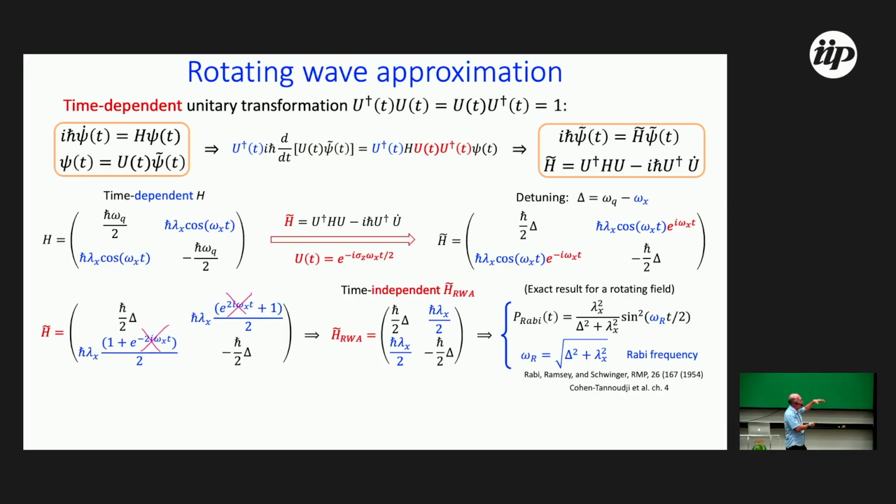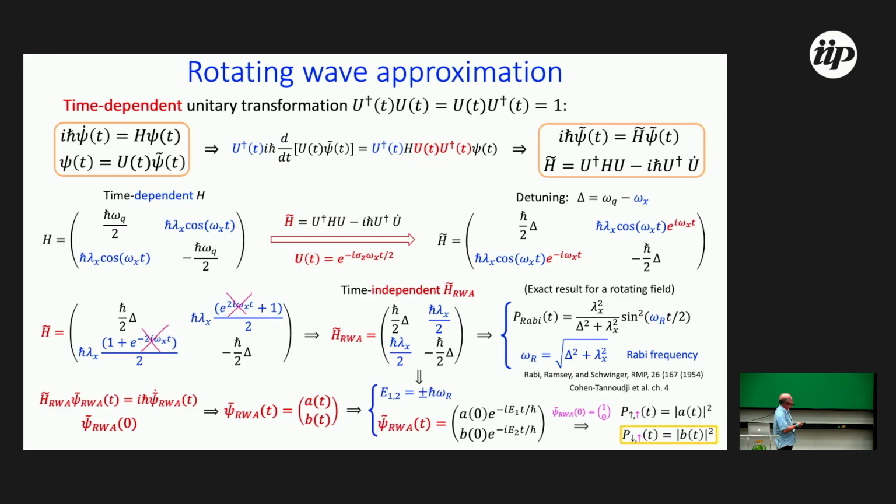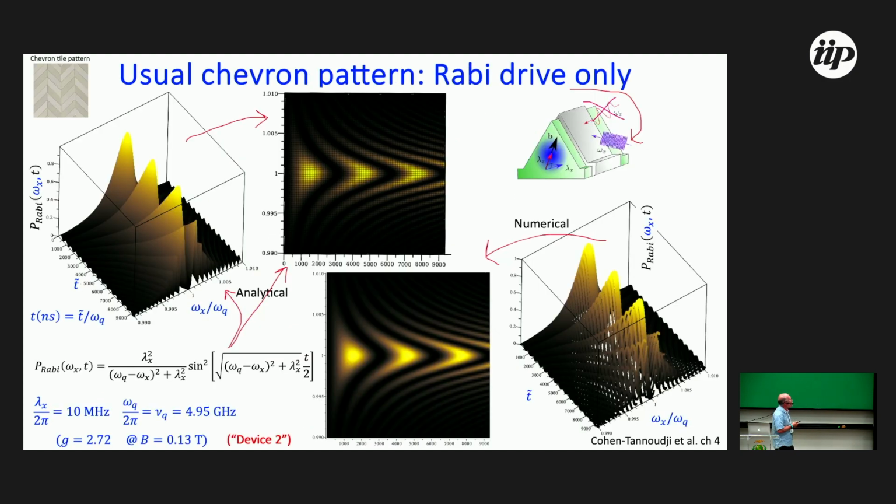I'm going through this in detail because I'm going to do exactly the same thing when I have the Don-Schuden drive. It's going to be more complicated, but it's basically the same idea. And then, of course, we now have the full story here, right? So you start with a fully time-dependent system. You do this transformation, and then after you do the approximation, the rotating wave approximation, you end up with something that is time-independent that we all know how to solve. That's basically what it is.